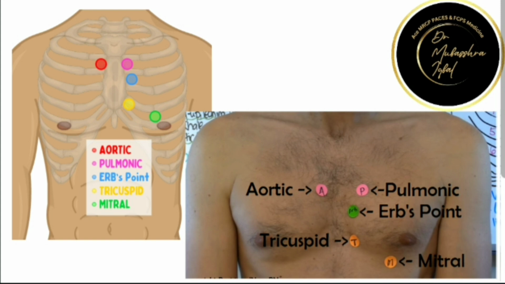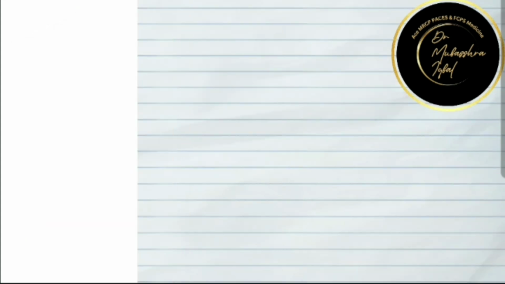A1 area or aortic area is present in the right second intercostal space. Then there is the pulmonary area, which is present in the left second intercostal space. Then it is Erb's point, that is the A2 area, which is present in the left third intercostal space. Tricuspid area is present in the left lower sternal border and mitral area is present at the apex in the left fifth intercostal space in the mid-clavicular line.